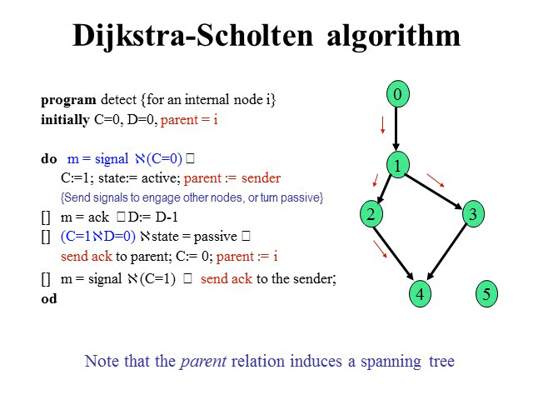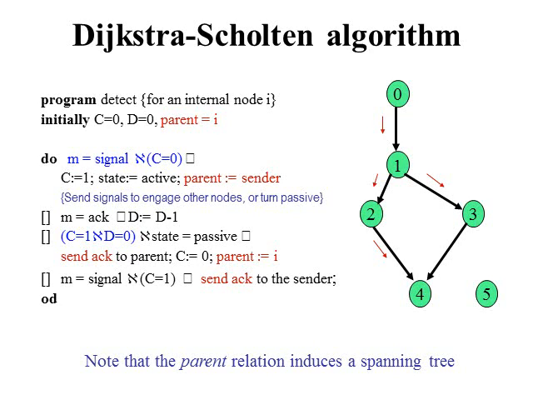Now let's look at the fourth statement in the algorithm. If a signal is received and the value of c equals 1, then you're simply going to send an acknowledgement back to the sender. You're not going to make the sender your parent. That is done in the first statement that we looked at, since the difference between the first and the fourth statements in the algorithm is the value of c.